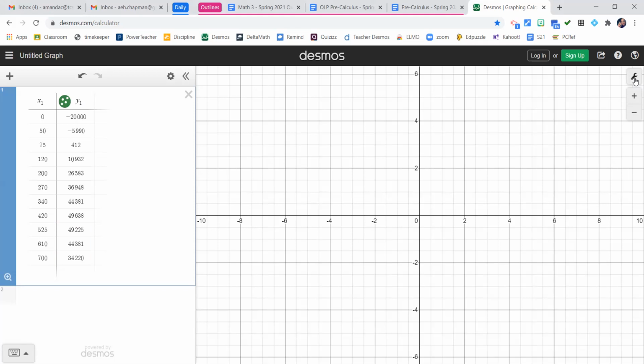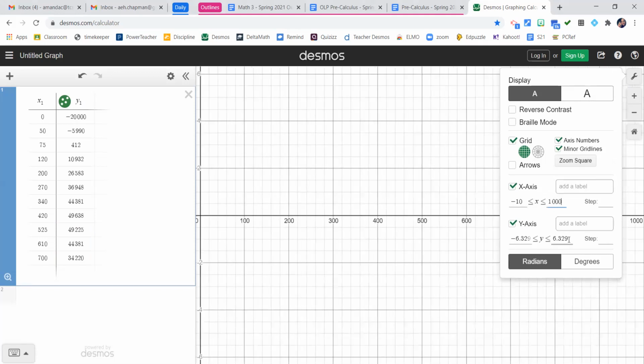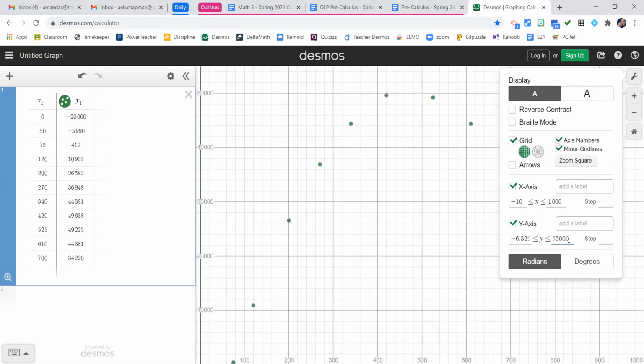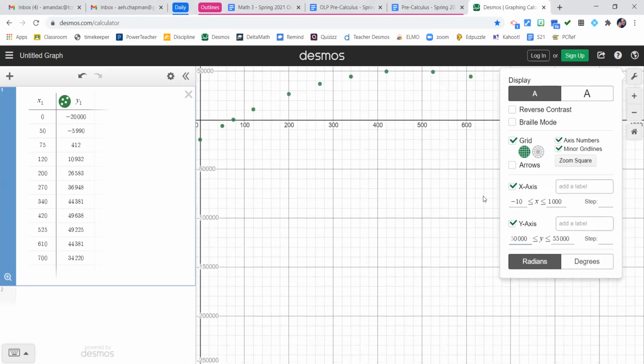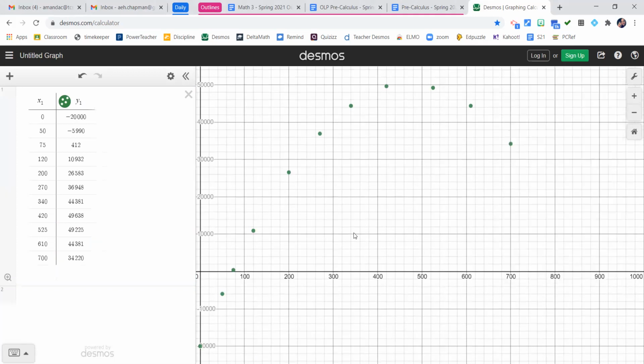So I'm going to adjust my window here. My X's are going up to 700, so I'm just going to look at it up to 1,000. My Y's are going from -20,000, and the highest is about 50,000. So I'm going to type in 55,000. Whoopsies. For my lowest, I'm going to have it at -25,000, just so I can see all my points. Oh, shoot. Too many zeros. Sorry. Okay. So there is my scatter plot.